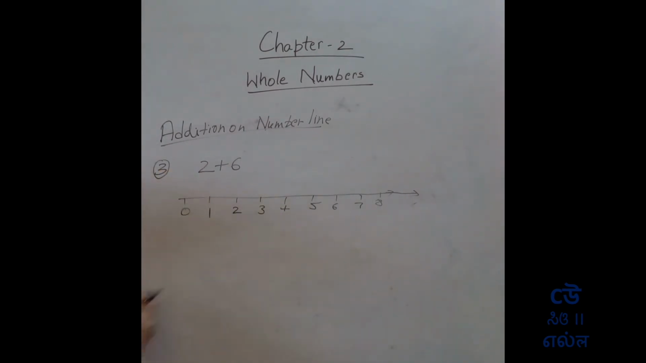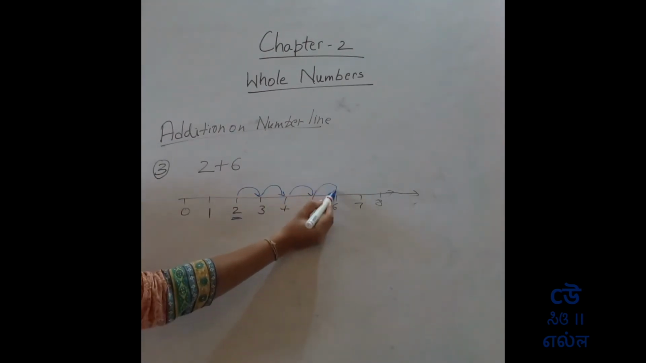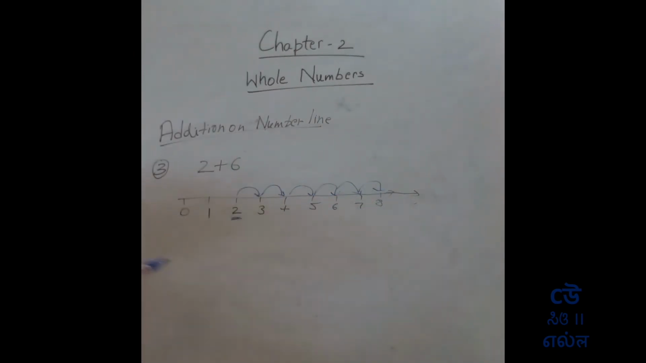First, what they have given: the number 2. So where is 2? Here. How many numbers do we have to jump? 6 numbers we have to jump. So jump 6 numbers: 1, 2, 3, 4, 5, 6. You jumped 6 numbers. So what is the answer you got? 8. So 2 plus 6, the answer is 8. Understood, children? How to do it?